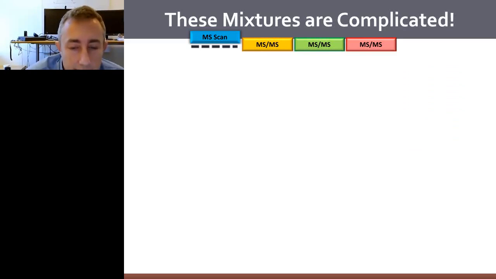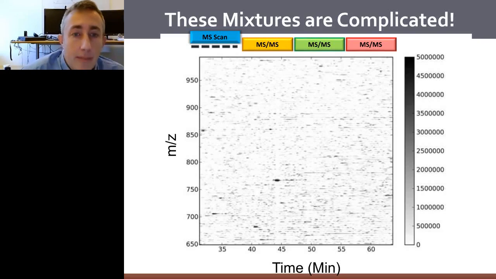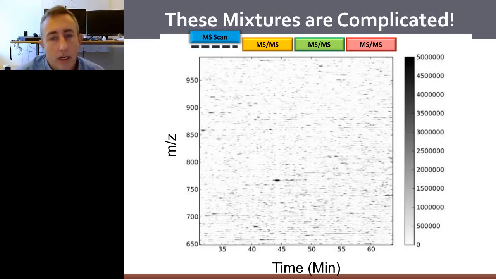If you look at this data and make a plot just of the MS scans, each of these little black dots in this slide is literally a peptide coming off the column, plotted versus time and abundance, with intensity shown in grayscale. It's kind of coming out of the screen.